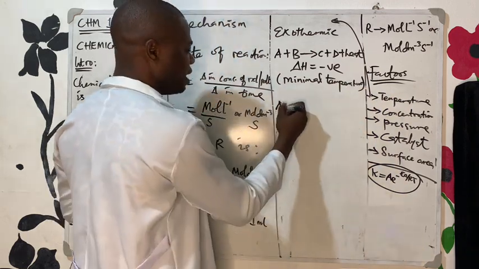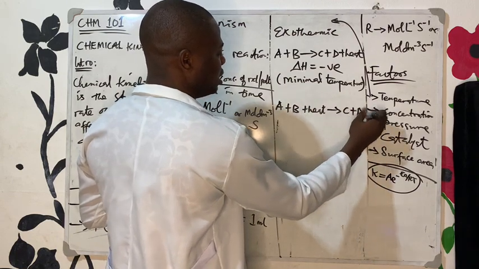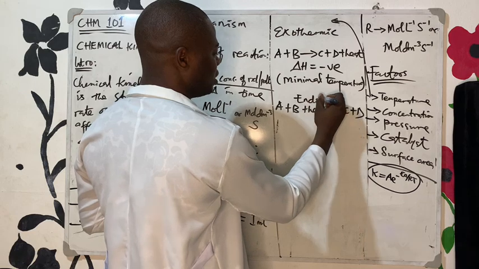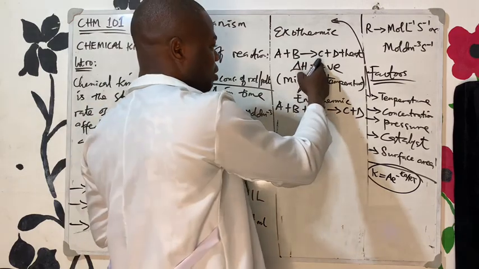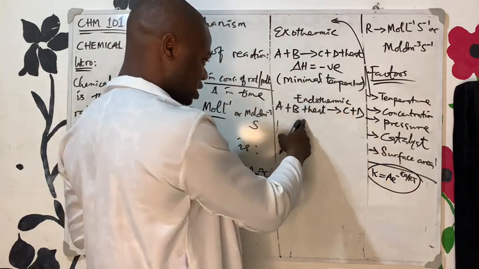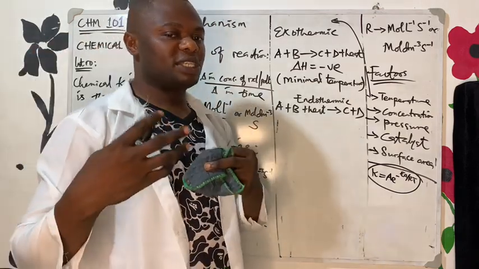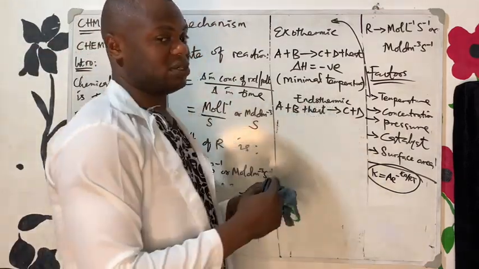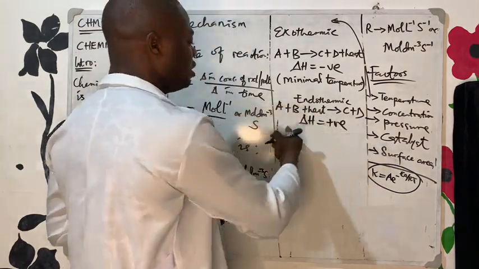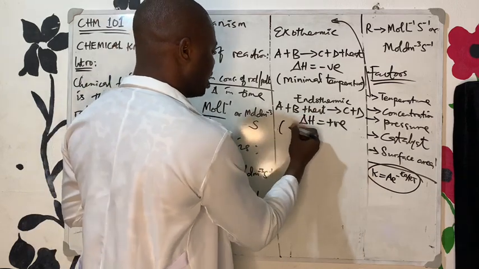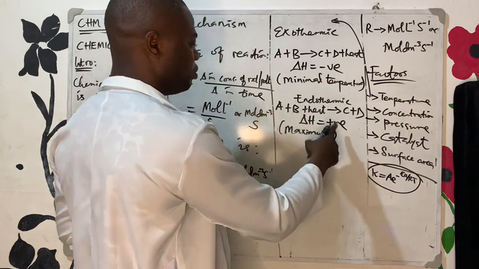Why? When you have A plus B plus heat giving you C plus D, this reaction is endothermic. This is the other type where temperature favors it. Now, I say the exothermic one must be at minimal temperature, but look at this. Heat is part of the reactants. That means a reaction that absorbs heat from the surrounding environment is an endothermic reaction. At this point, the enthalpy change is positive. For this reaction to be feasible, it must be at maximum temperature.